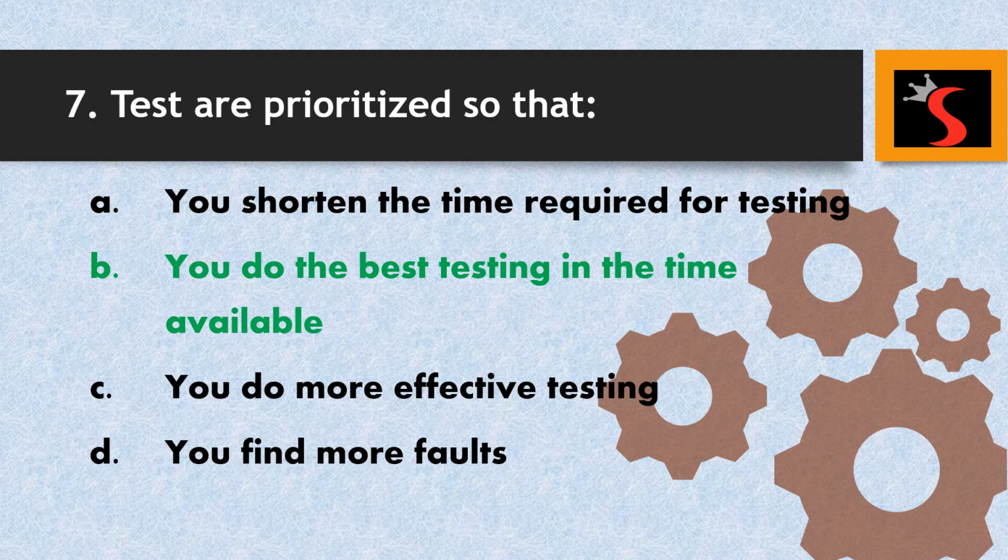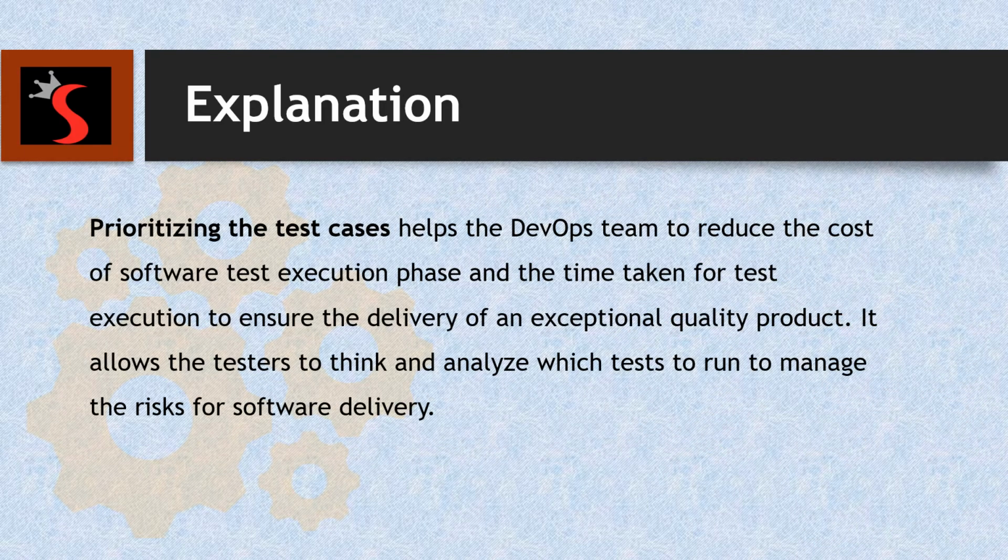And the right answer is option B. You do the best testing in the time available. Explanation: Prioritizing the test cases helps the DevOps team reduce the cost of the software test execution phase and the time taken for test execution, to ensure the delivery of an exceptional quality product. It allows the tester to think and analyze which tests to run to manage the risk for software delivery.